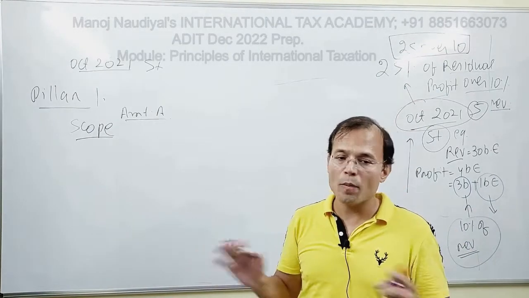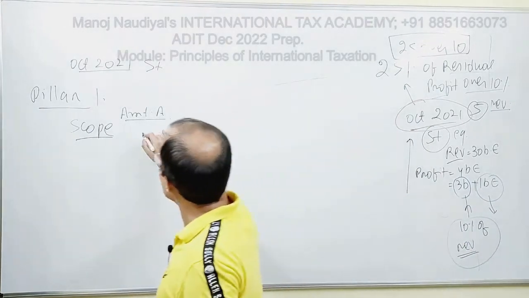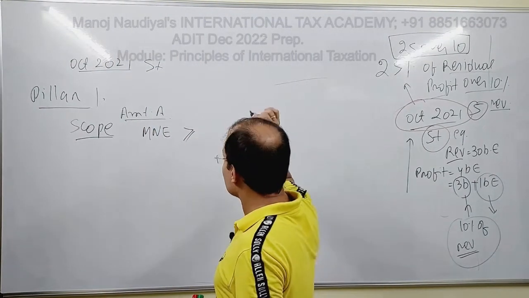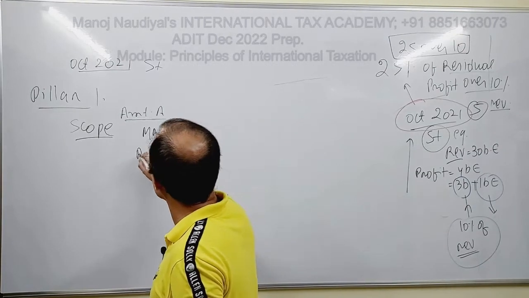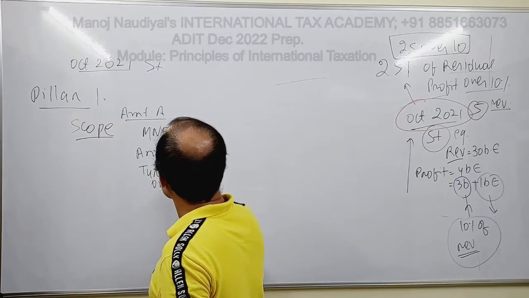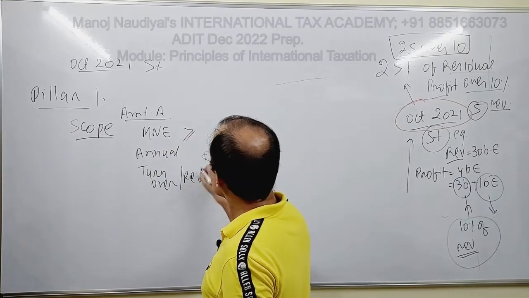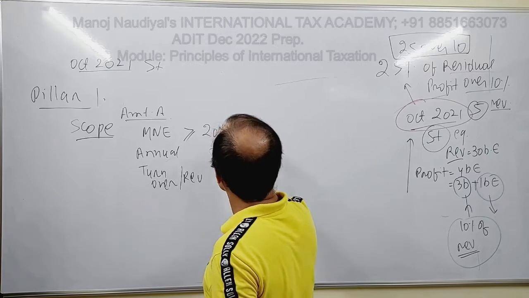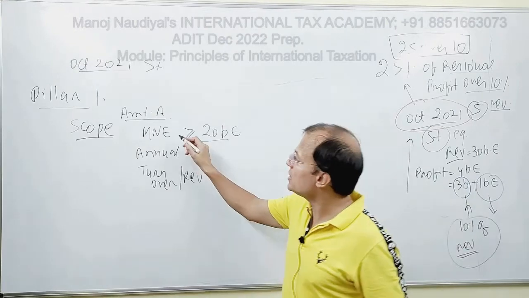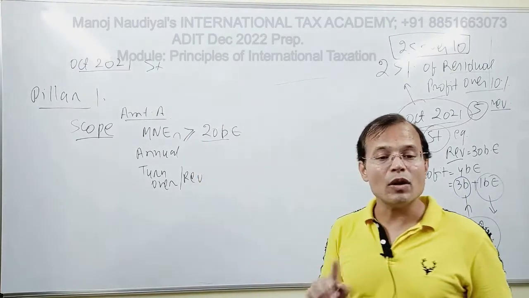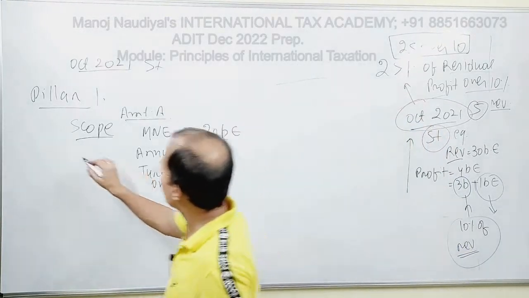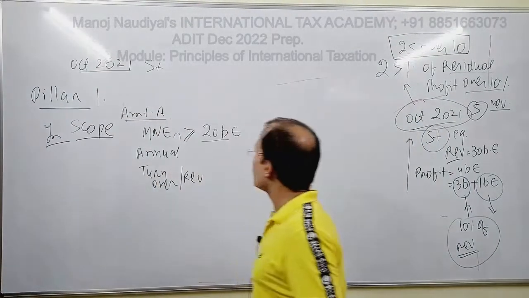Are all MNEs in scope? No. It says that those MNEs whose annual turnover or revenue is greater than 20 billion euros. MNEs with annual turnover more than 20 billion euros, only they will be in scope MNEs.